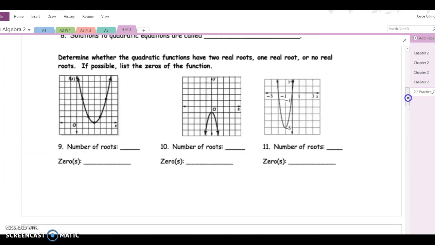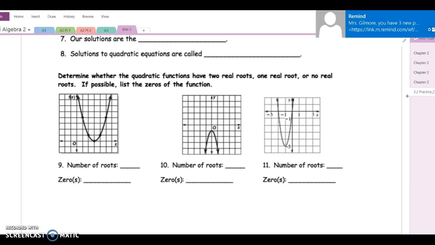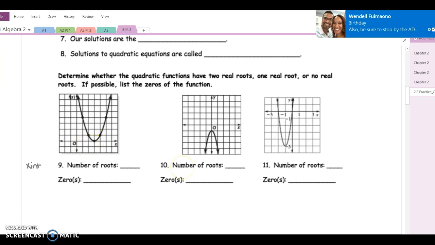So at the bottom of this page, numbers 9 through 11, it says, determine whether the quadratic functions have 2 real roots, 1 real root, or no real roots. The number of roots, they're basically asking how many x-intercepts. So find the x-axis and look at, is that graph touching or crossing the x-axis once, twice, or none at all? So your answers for that first blank will be 1, 2, or 0.